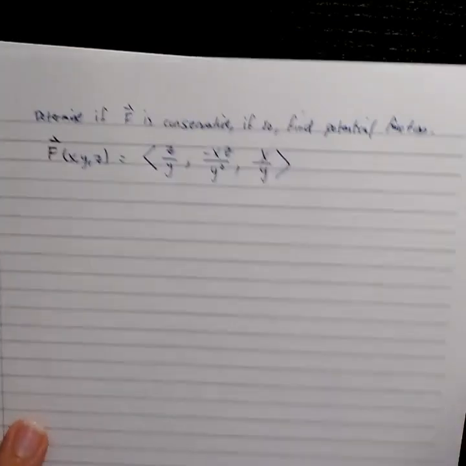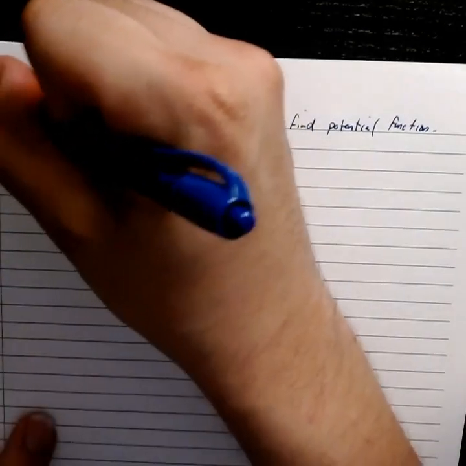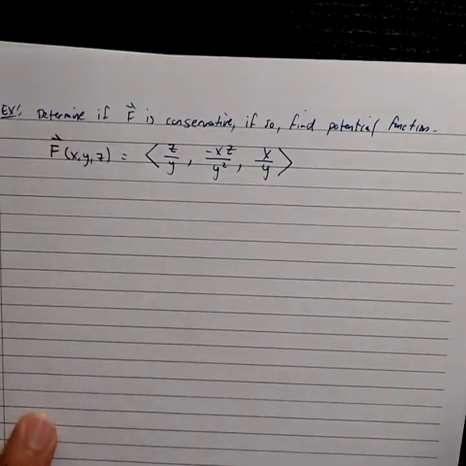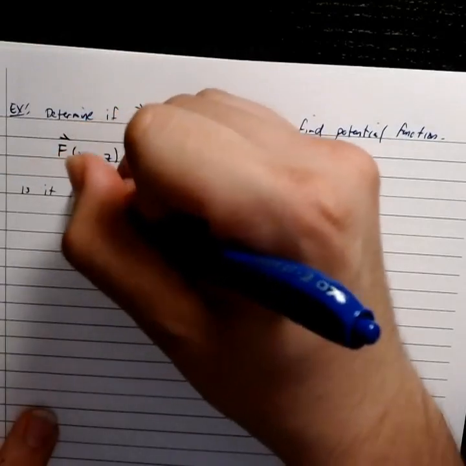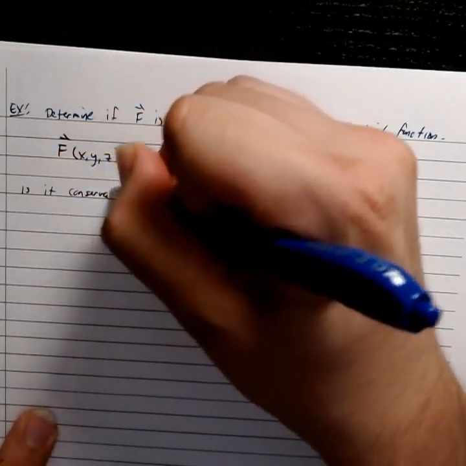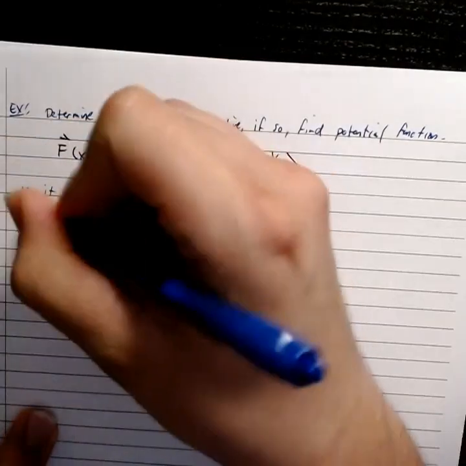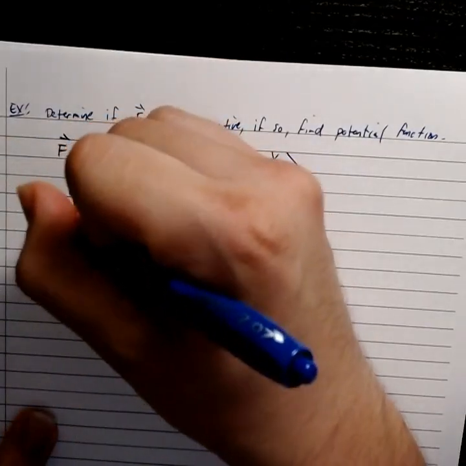Okay, so first of all, we need to test if this is conservative or not. So let's go ahead and find its curl. Is it conservative? All right, well, we can tell if we find the curl.